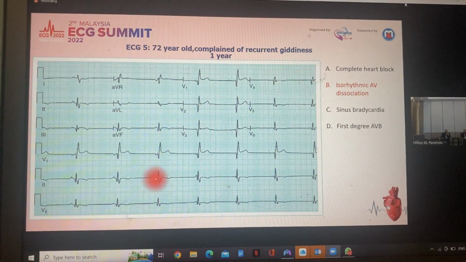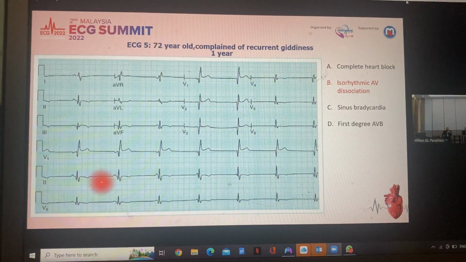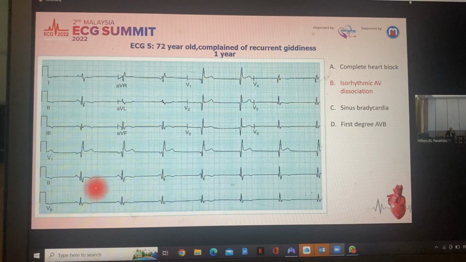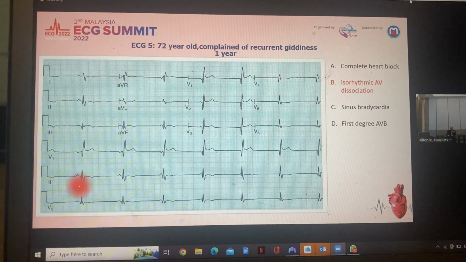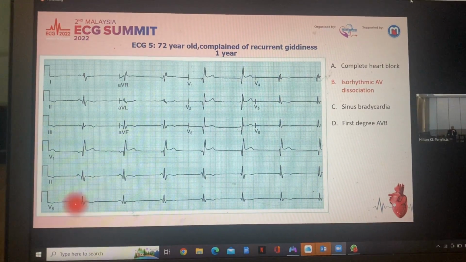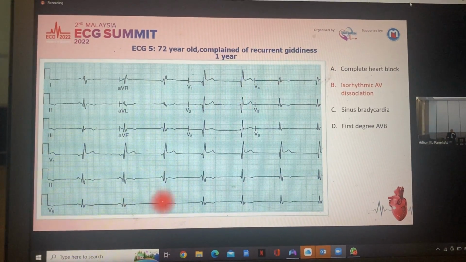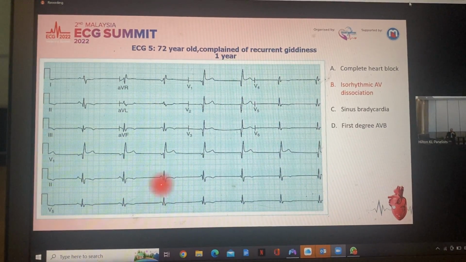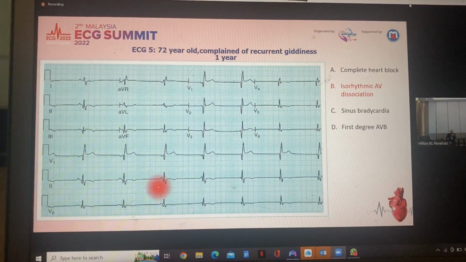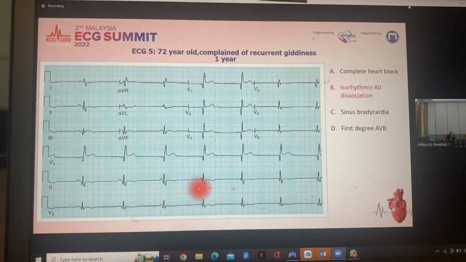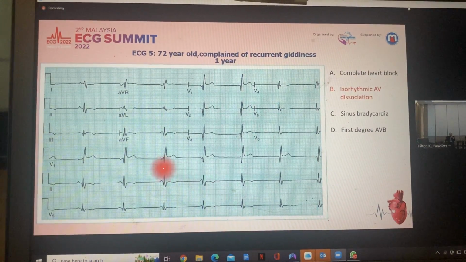All right. So the sinus impulse is slow, around 43 beats per minute. So what happens if your sinus impulse is slow? The junctional rhythm will take over. So here, this beat is a junctional escape beat. This is not a conducted beat from the P wave. So this is isorhythmic AV dissociation.